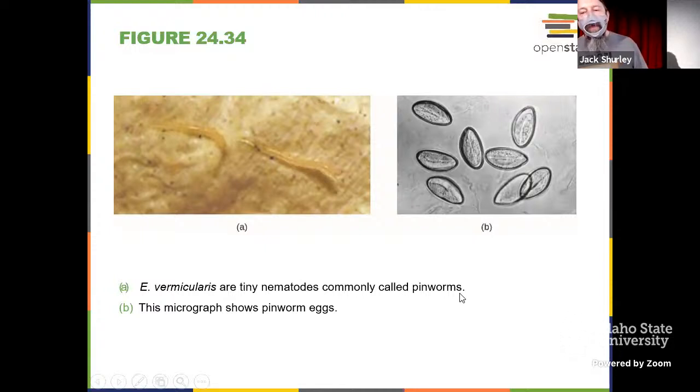So these guys, here's some eggs. They kind of look like little coffee beans, although we're not seeing any color here. They're often dark brown. So this might be what we recognize in the clinic, and it can be diagnostic. Here are the pinworms themselves, a couple of them right here. They're also very small, a couple millimeters, right?